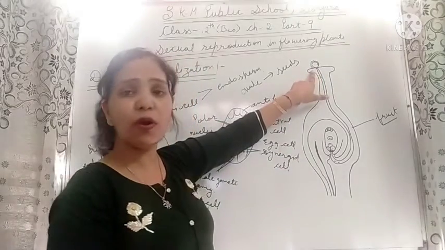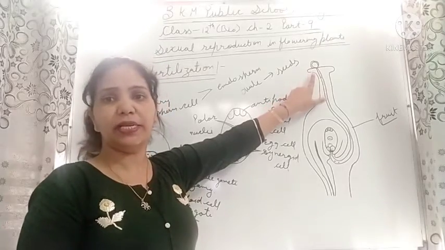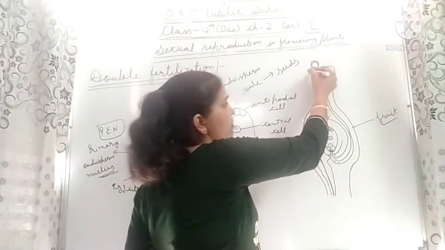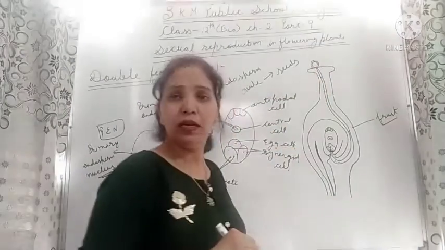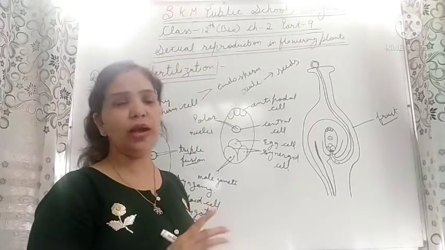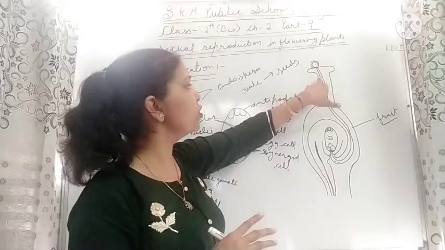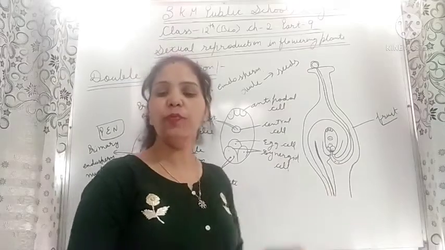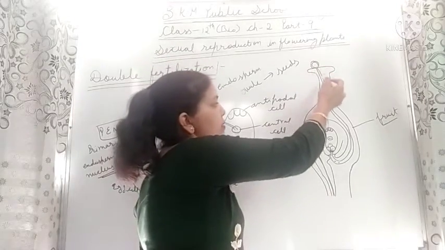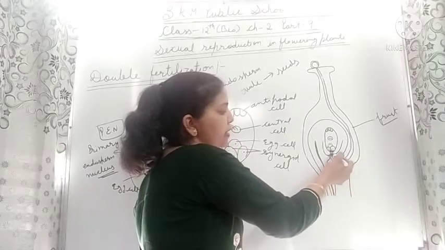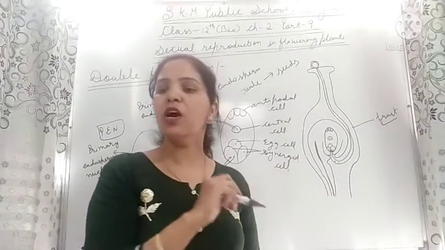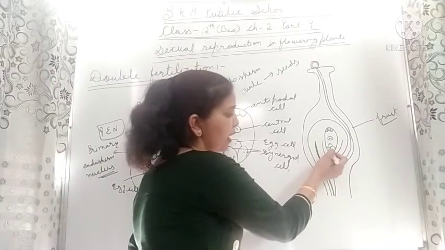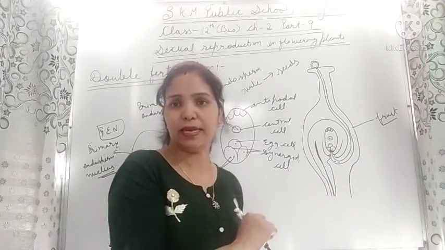व्हेन पॉलन लैंड ऑन द स्टिग्मा ऑफ द पिस्टिल इट स्टार्ट्स जर्मिनेट एंड फॉर्म पॉलन ट्यूब. ओके एंड द जनरेटिव सेल ऑफ पॉलन ग्रेन डिवाइड्स into two male nuclei. These two male nuclei move into the pollen tube. Okay, after that this pollen tube grows through stigma, style and reaches the ovary and enter the ovule through the micropylar end and enter in one of the synergid cell.